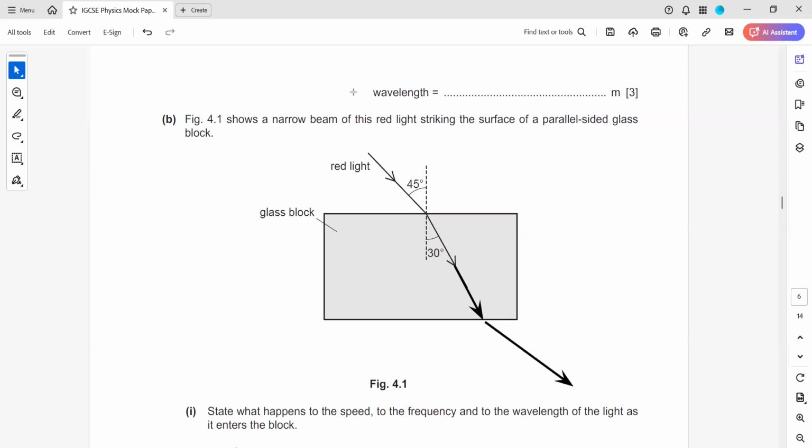And how to know? If I draw the normal here, this is representing the normal. So it should bend away from the normal. And when it emerges out, the ray which is going out, the emergent ray should be parallel to the incident ray.